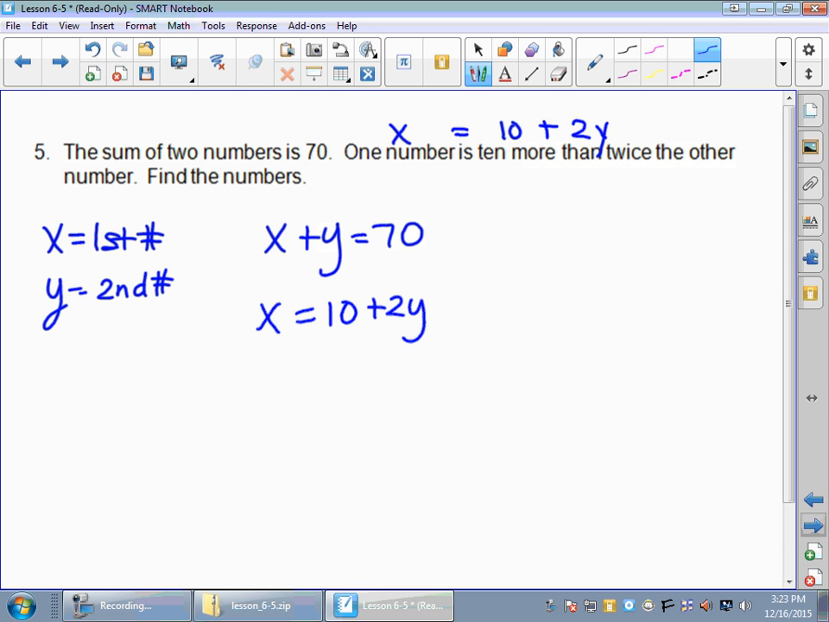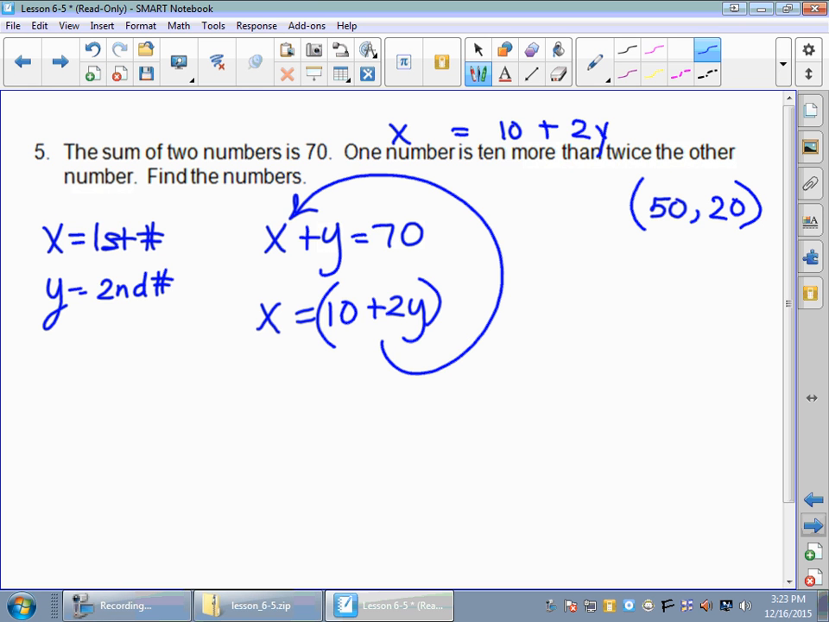Based on the information I'm given, I would use substitution. I would take this x value that's already set up for one variable and plug it in here. And you would use substitution to find the two numbers. If you would like, go ahead and solve that one. You would end up with the answer 50 and 20. x is 50 and y is 20. I'd be happy to check your answers if you do not get that.